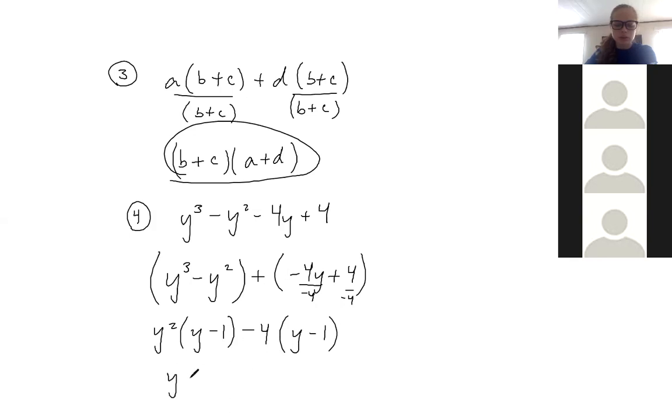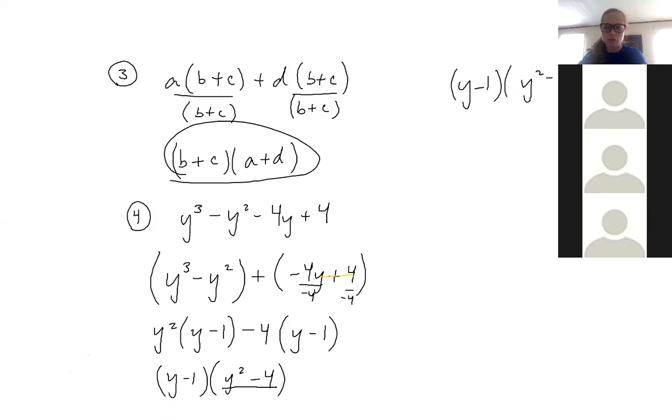Okay, so now I can factor out y minus 1 from both of these terms, and I'm left with y squared minus 4. But again, I have to ask myself, is there anything else that can factor? And yes, there is. So let me pull it up here. This is y minus 1 times y squared minus 4.